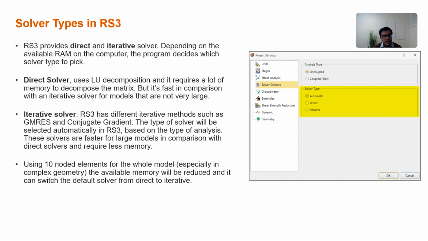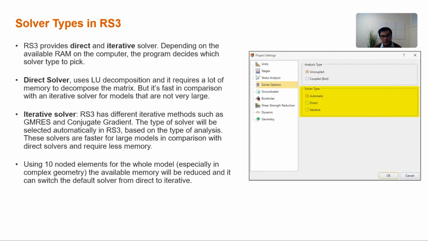So in RS3, we have a direct and an iterative solver. The direct solver uses LU decomposition, which requires a lot of memory. But for the typical models that we are solving, like less than 1.5 million elements, the speed of solving is way faster than the iterative solver. The iterative solver requires less memory, but it is a little bit slower in comparison with the direct one.